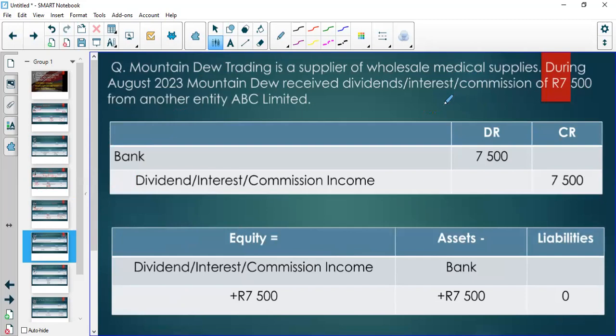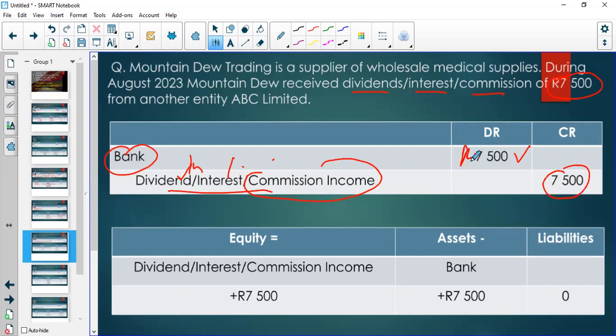So in this case, I structured the question in a way that we're looking at various sources of income. It could be dividends received, it could be interest income, it could be commission income, whatever. So we just received 7,500 income. But we know we're going to debit bank, right? So we're not going to worry about that. Then the source, it could be dividend income or dividends received, interest income or interest received, commission income or commission received, whatever the name is.